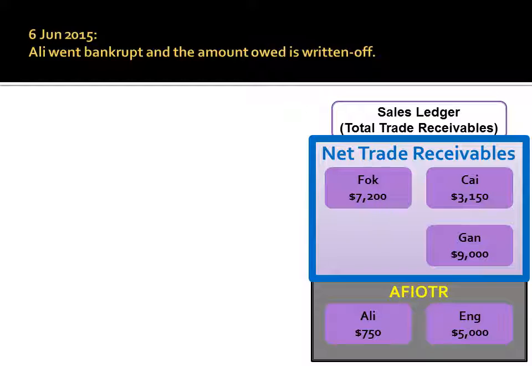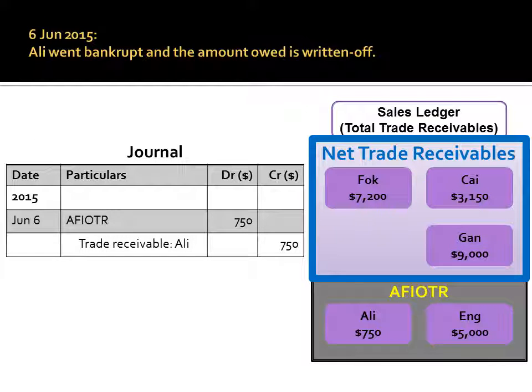However, on 6 June, suppose Ali went bankrupt and the business decided to write off the amount owed. This means that the business would need to remove Ali's account from the allowance for impairment of trade receivables, as well as the trade receivable which is sitting in the trade receivables account. Hence, we would need to debit the allowance, which has a credit nature, and we need to credit the trade receivables account, which has a debit nature. So basically what we need to do is to remove or deduct from both of these accounts, because Ali is now removed from both accounts.